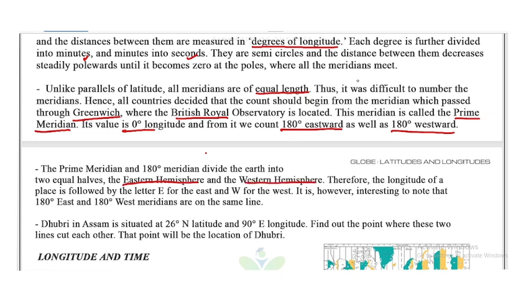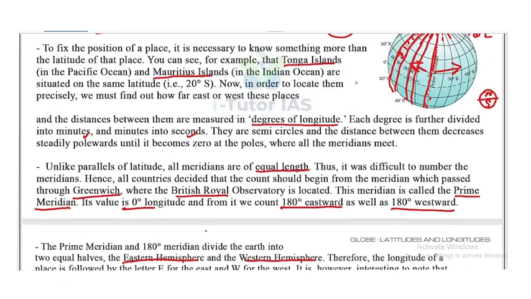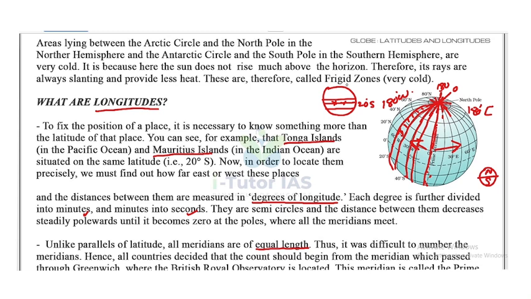Therefore the longitude of a place is followed by the letter E for east and W for west. It is, however, interesting to note that the 180-degree east and 180-degree west meridians are on the same line. This dotted line is the prime meridian, and just opposite to it is the 180-degree east and 180-degree west line. These two are on the same line.